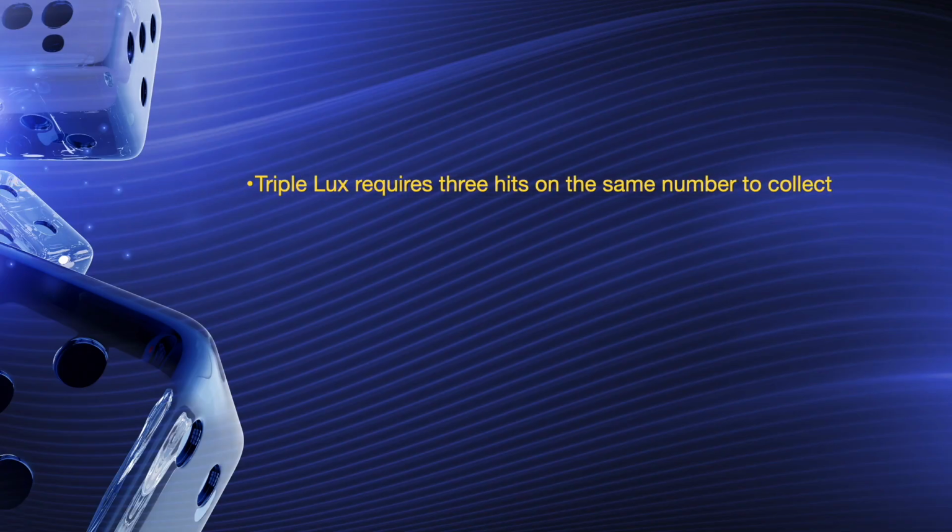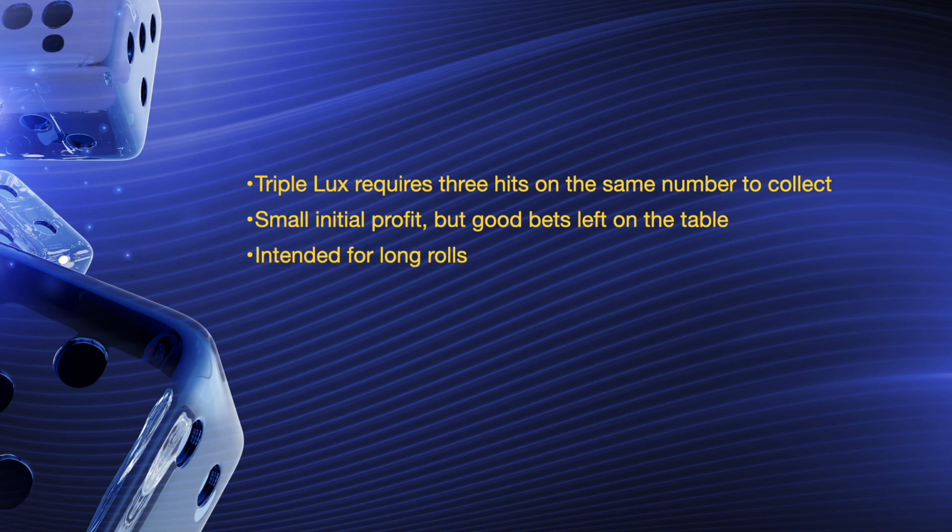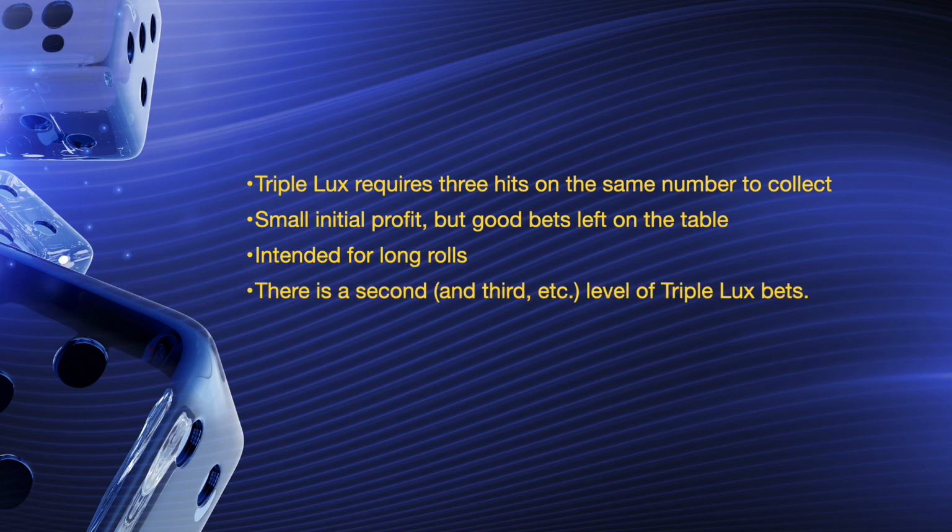Triple Lux requires 3 hits on the same number to collect. You make a small initial profit, but it does leave very good bets on the table for continuing on with the roll. So obviously the strategy is intended for very long rolls. There are a second and third level of Triple Lux bets where you continue to power press twice and then collect once. The question is, what are the chances of 3 hits before a 7 out?